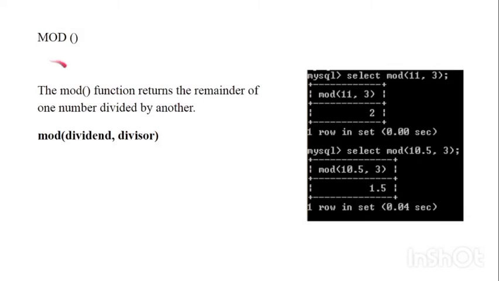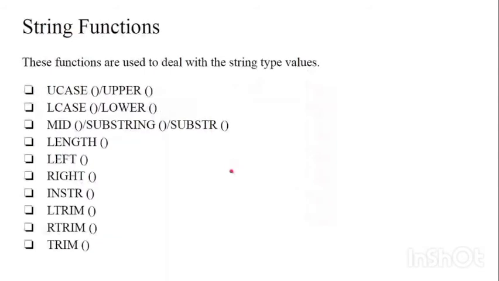Next is the mod function. The mod function returns the remainder of one number divided by another. The syntax is mod dividend comma divisor. So select mod of 11 comma 3. Mod of 11 comma 3 will produce the remainder: 11 divided by 3 will give the remainder as 2. Then 10.5 comma 3 will give the remainder as 1.5.